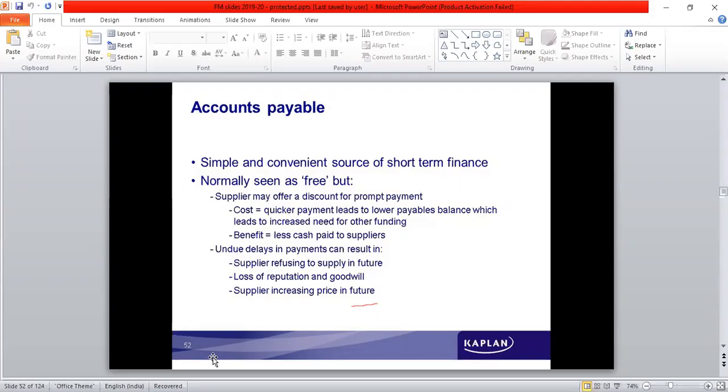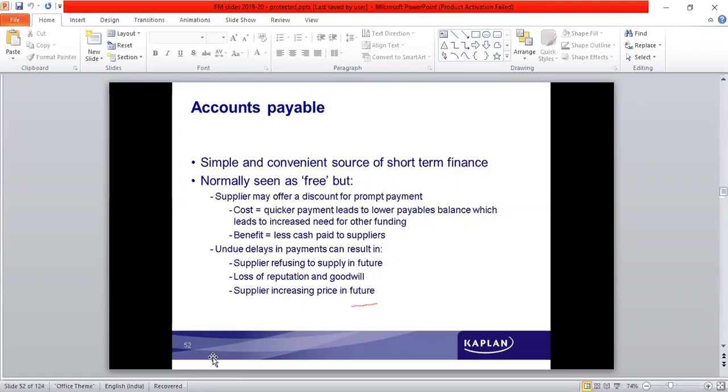Then the cost is that quicker payment leads to a lower payables balance, which leads to an increased need for other funding. So whenever the supplier is giving a discount facility, a benefit can be availed, but then again they will be tied up with the availability of funds. If they pay immediately to avail that discount, they will not have sufficient funds to meet the other payments. That's a problem. So minus the benefits is equal to less amount of cash paid to the suppliers.